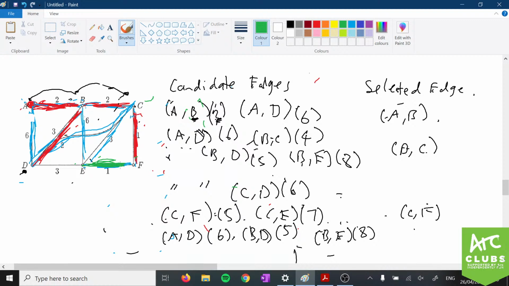This one's fine. C and E is also fine. It looks like it's not fine because of E and F, but E and F is also a candidate edge, so it's fine. C and D is not fine, as we said before.